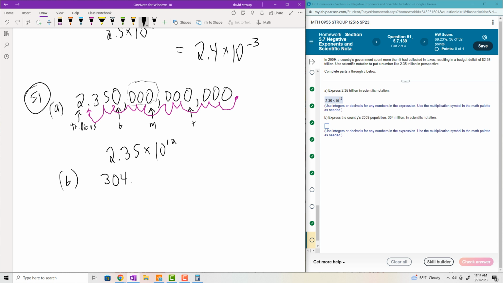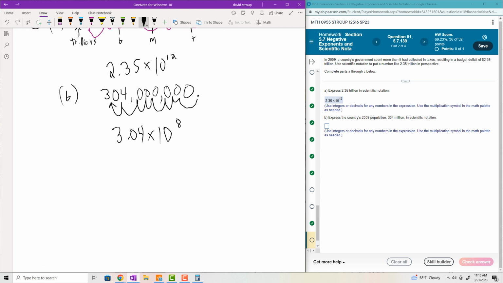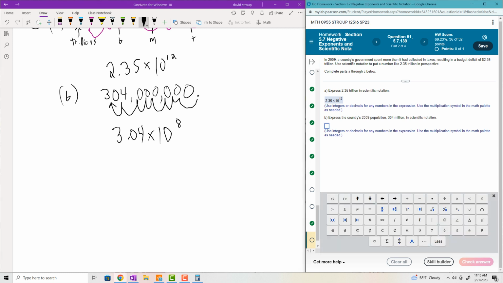So then we'll have 1, 2, 3, 1, 2, 3. So put the decimal there. We want to move it over. 1, 2, 3, 4, 5, 6, 7, 8 places. So 3.04 times 10 to the 8th. Okay. 04, and to the 8th.